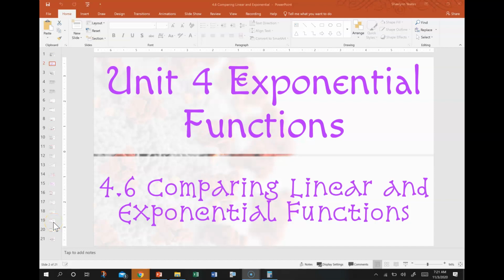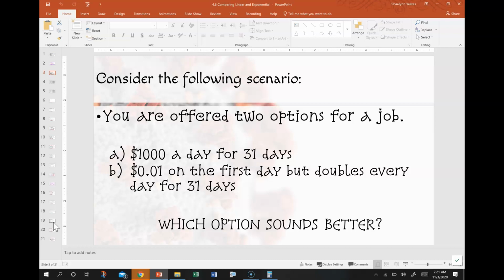So today what we're doing is we're comparing linear and exponential functions. We're going to consider the following scenario. You're offered two options for a job. Like it's a contractor job or whatever it is. Option A is $1,000 a day for 31 days. Option B is you get a penny on the first day, but it doubles every day for 30 days. Which option sounds better right now?